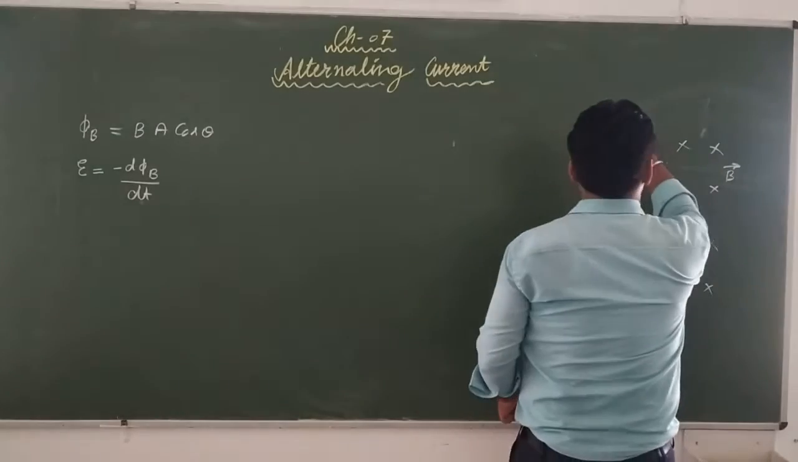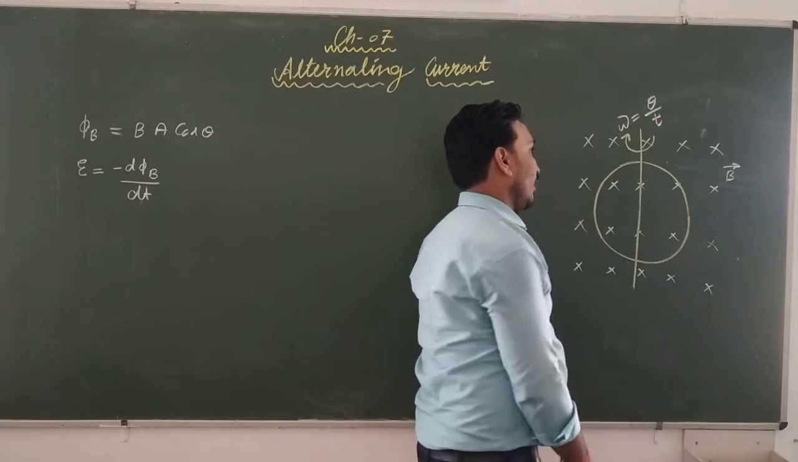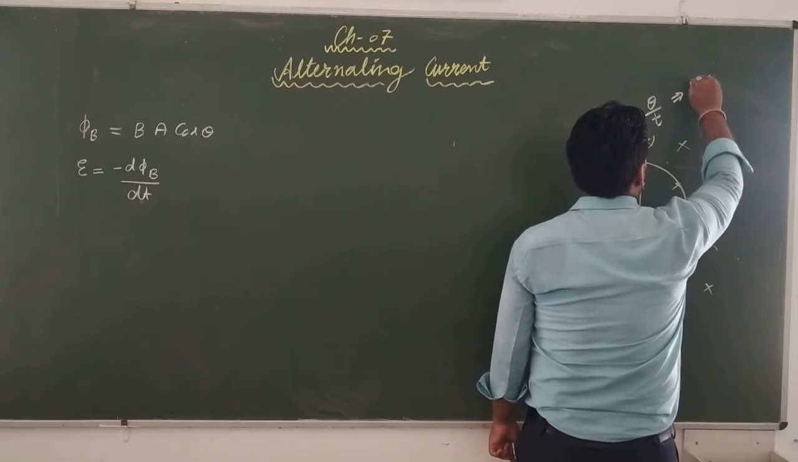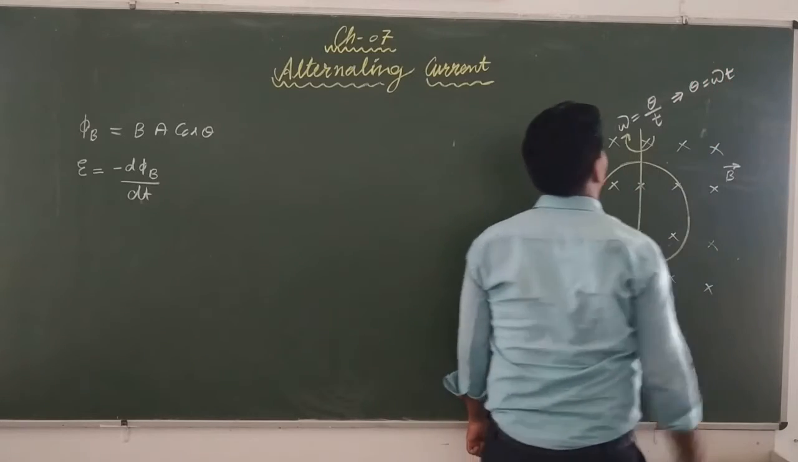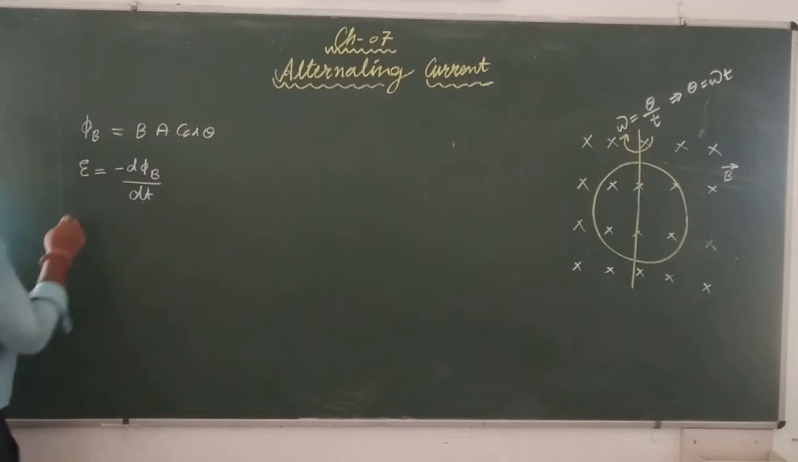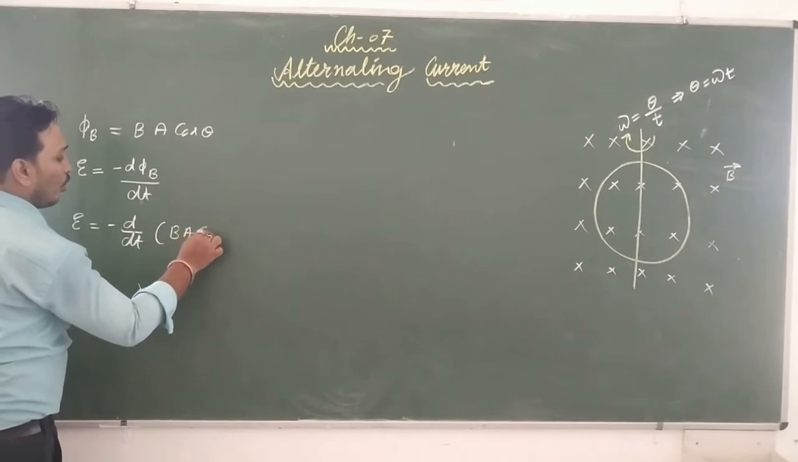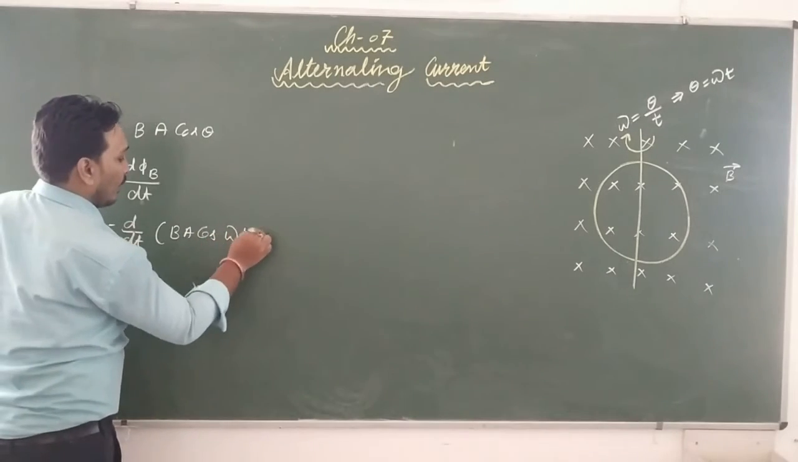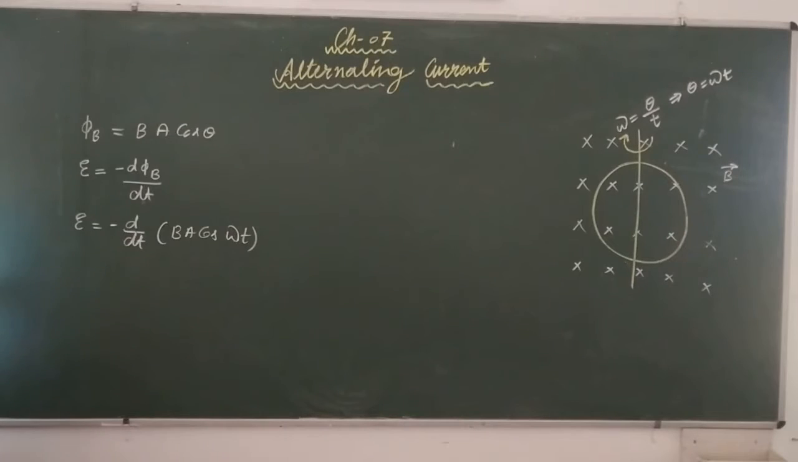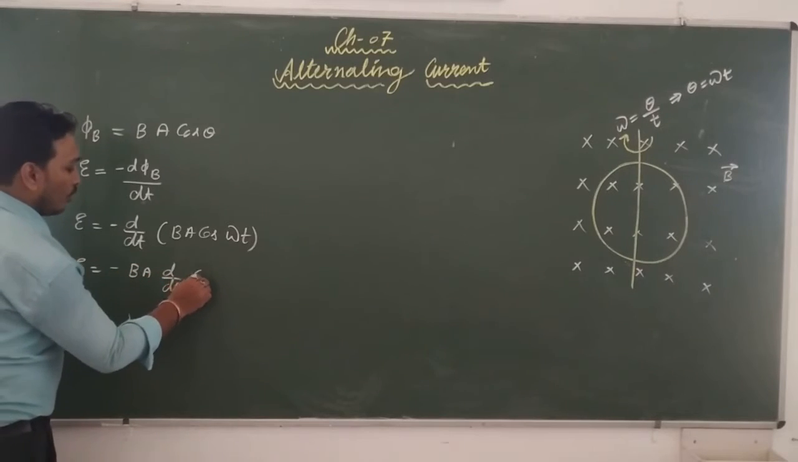If it is rotated with an angular velocity omega, then omega is given by what? Angular displacement upon time, and from here the value of theta comes out to be omega t. So let us put theta as omega t and solve for the induced EMF. We are going to have E equals minus d by dt of B A cos, and in place of theta I am writing omega t. Now B and A are not changing, they are constant. So we have minus B A d by dt of cos omega t.